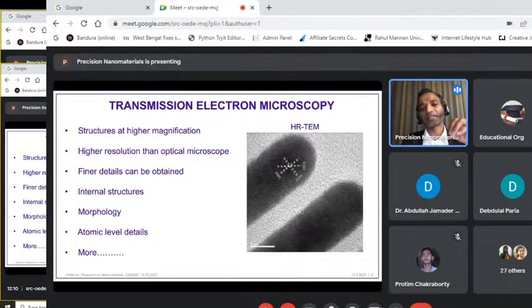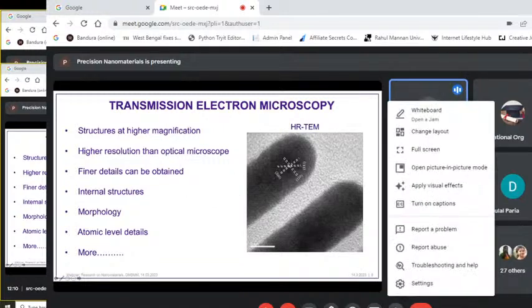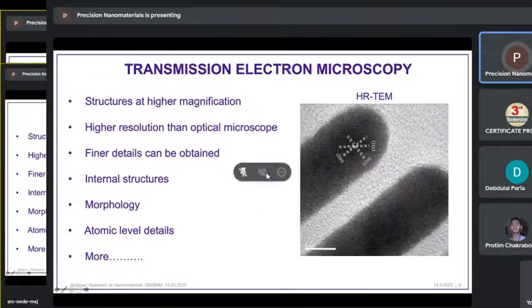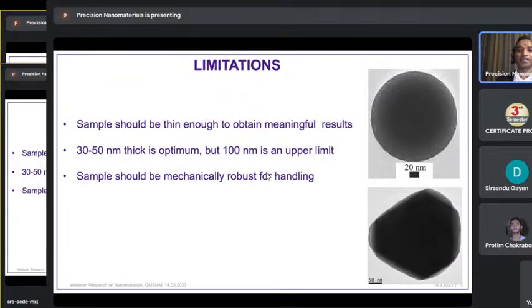we can see individual atoms, and we can get the morphology, how a given nanoparticle looks like, we can get atomic level details, we can get much more, and it's the only microscopy technique where we can do entire elemental mapping, we can do spectroscopy in situ in real time. And there is no other microscopy technique that can do this at this resolution. But there are limitations for this.